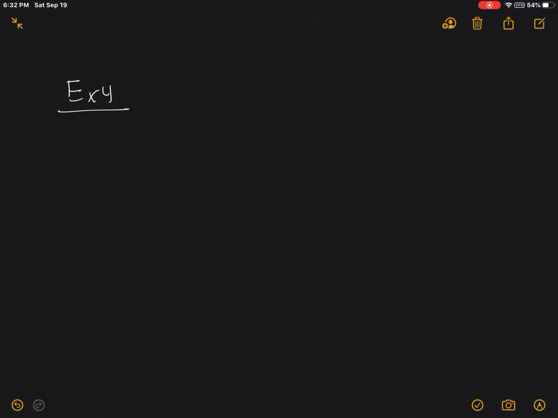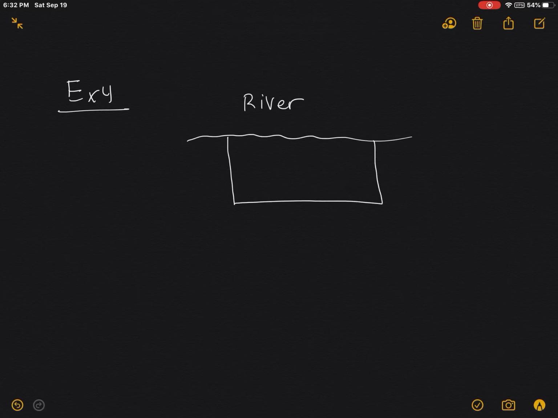It says a farmer has 1,000 feet of fencing to fence a rectangular pasture next to the river. Okay, so I have some kind of river over here. And if the side of the river does not need to be fenced, what dimensions maximize the enclosed area? Okay, so it doesn't matter how you draw it, but there's my rectangle. And I'm going to call this W, and I'm going to call this L.